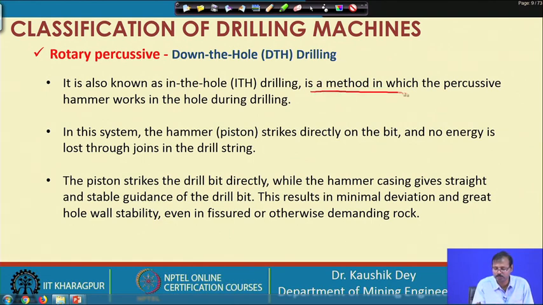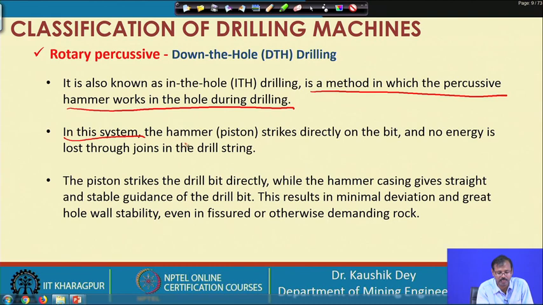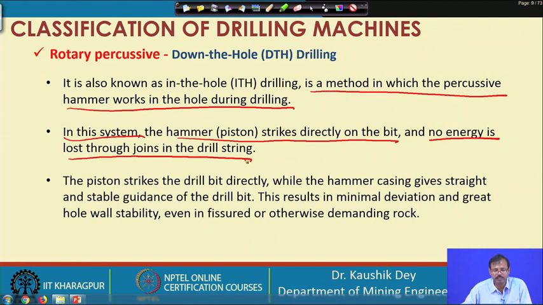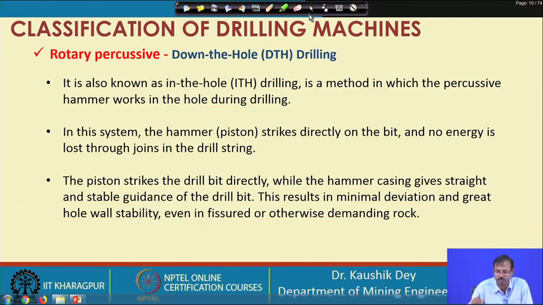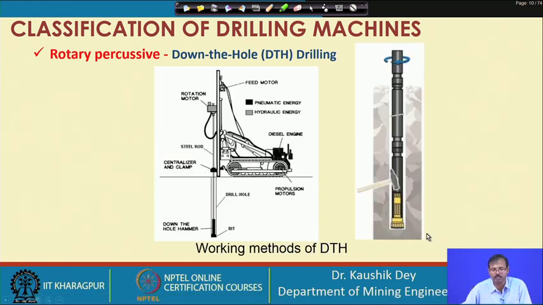This is a method in which the percussive hammer works in the hole during drilling. In this system, the hammer strikes directly on the bit, not onto the drill steel, and no energy is lost through the joints in the drill string. This is the benefit of using the down the hole hammer. The piston strikes the drill bit directly, while the hammer casing gives straight and stable guidance of the drill bit. This results in minimum deviation and great hole wall stability even in fissures or otherwise loose formation of the rock. These are the basic reasons which allow us to use down the hole hammer drill in most blasting drilling.